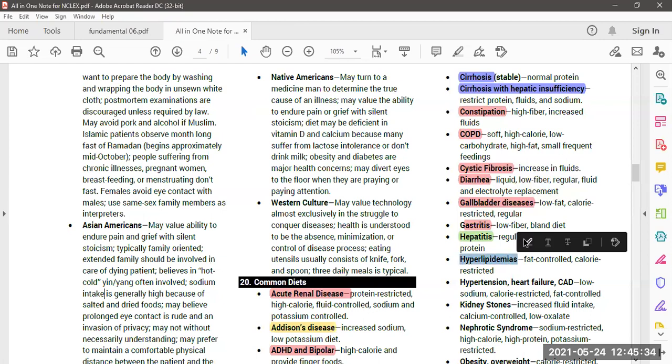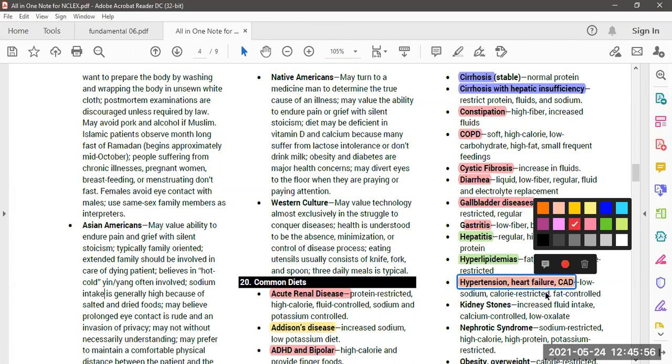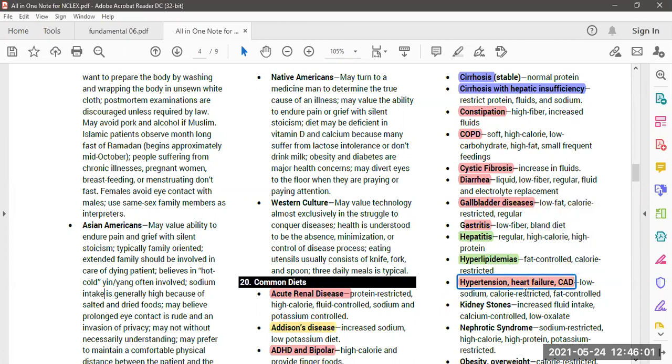Hyperlipidemia, cholesterol is too much, give them fat controlled, calorie restricted. If hypertension or heart failure or CAD, in that cases, we provide them low sodium or calorie restricted and fat control, means fat restricted.